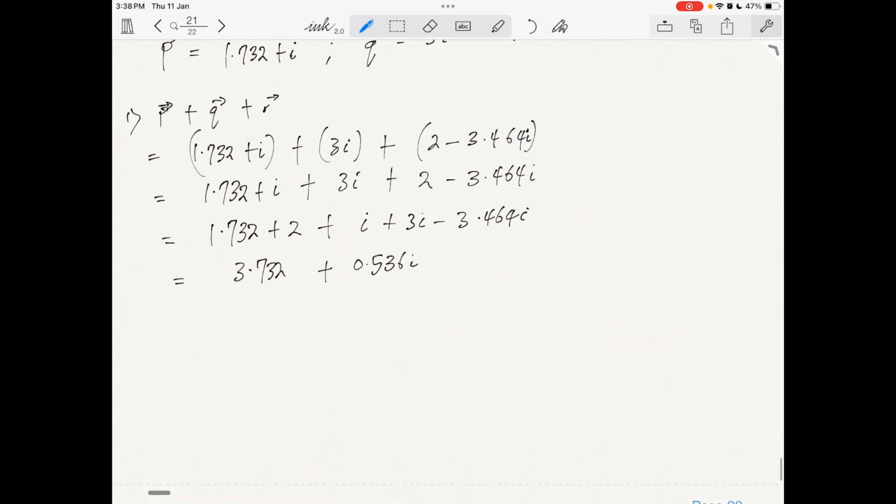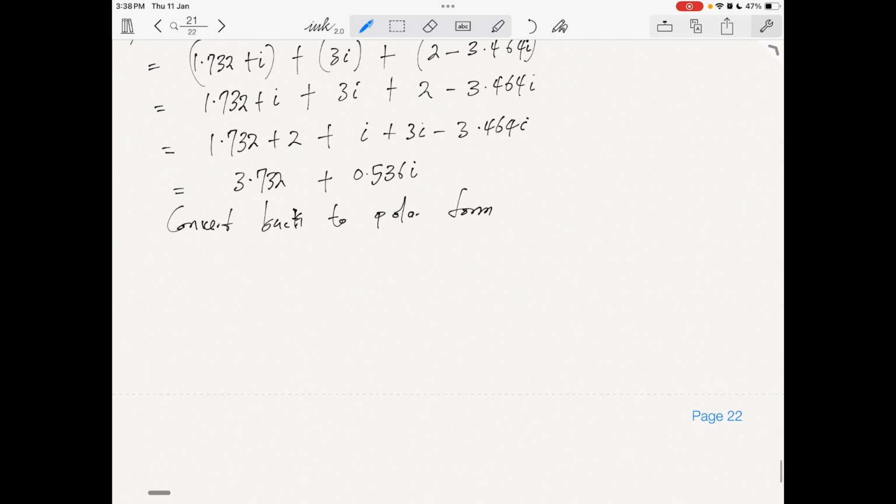And since our first question was given in polar form, it is now essential that we convert back to polar form. When we convert back, how do we convert back to polar form? We go back to our previous video, our last video.